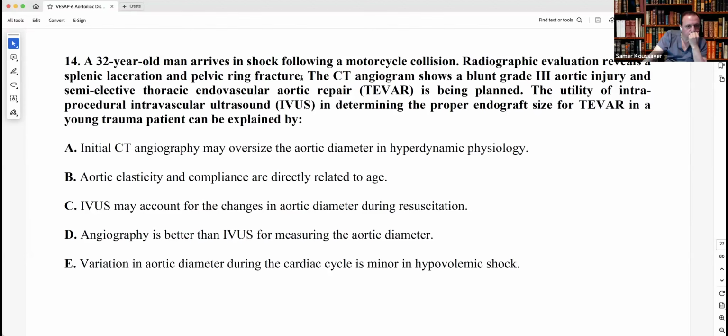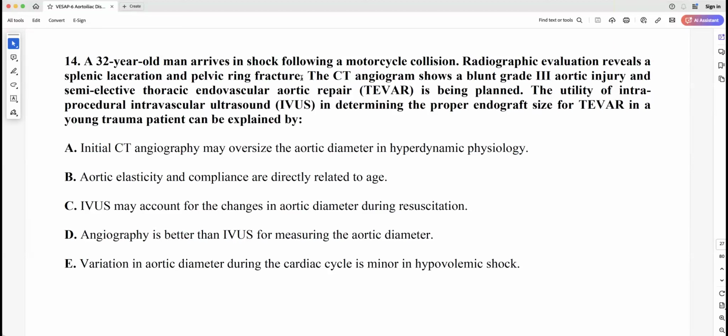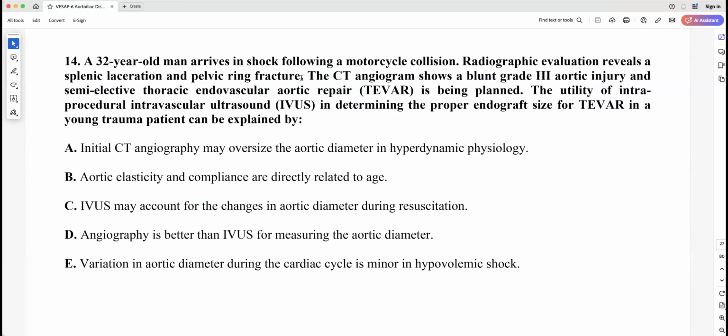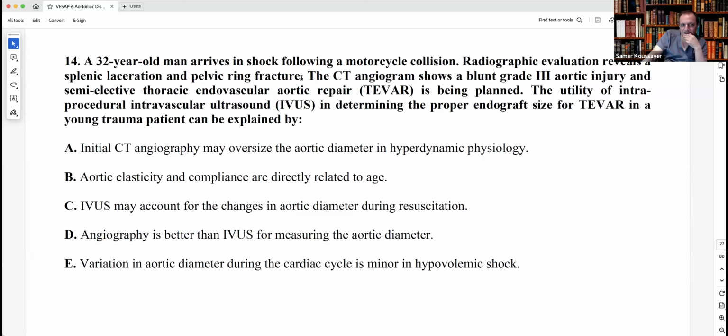Aortic elasticity and compliance are directly related to age. This is correct, but not in relation to IVUS. No, it's not correct. It's indirectly related, because the older they get, the less elasticity they have. Aortic elastic compliance is indirectly related to age. The younger have more compliance and elasticity, the older have less. So this is wrong.